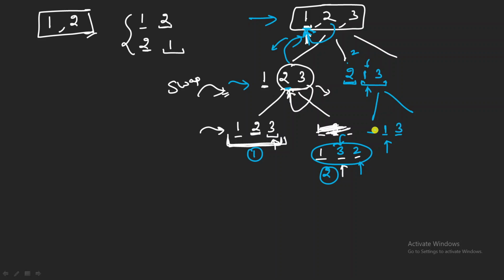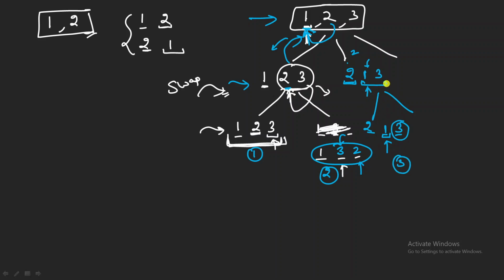So 3 will remain here, and 2 is as before. So this is one permutation. Now we are left with the last element. We will not go down because it is by default at the third position and it will be fixed here. Now I can get the third permutation.